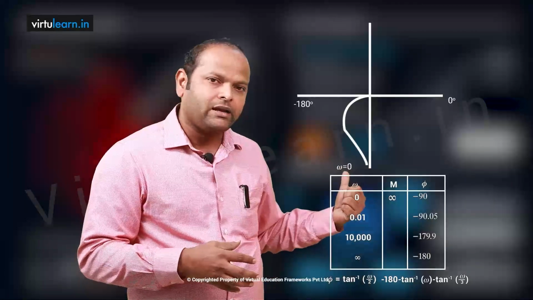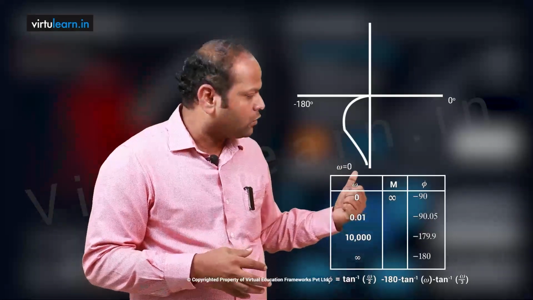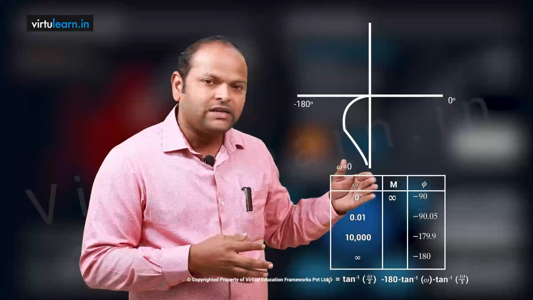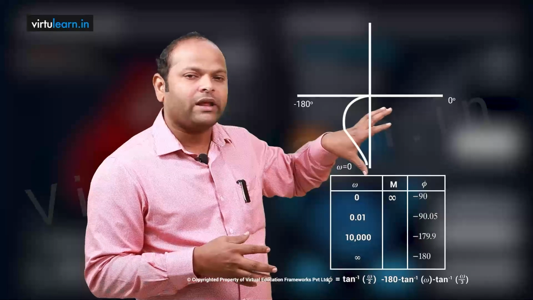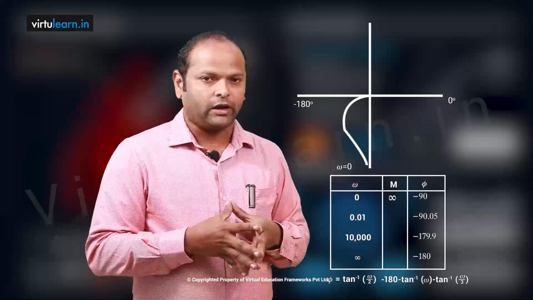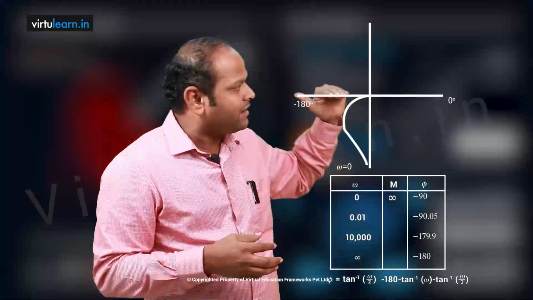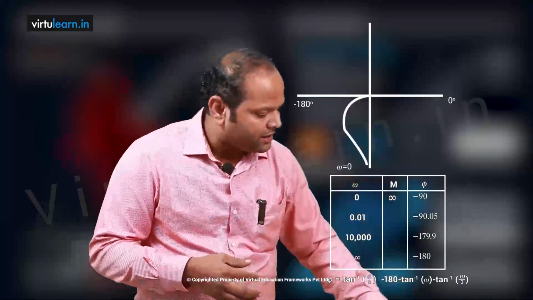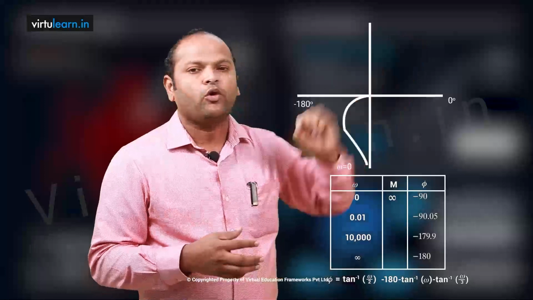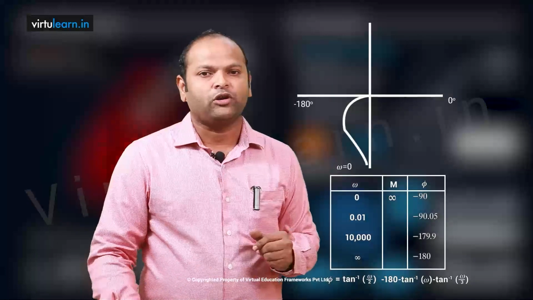When it is again a very large value, 10,000 let us say, it is giving minus 179.9, which means again that plot will be in the third quadrant. So it cannot cross the minus 90 degrees line, and it cannot cross the minus 180 degrees line. Therefore, this is what the polar plot is. So this way we can plot the polar plot for the system with the transfer function given like this.